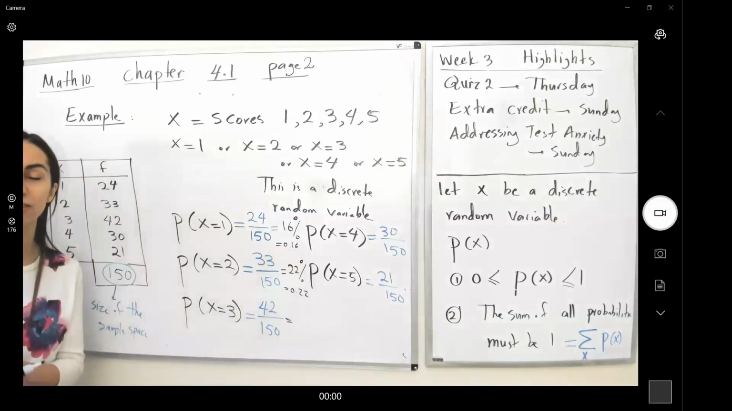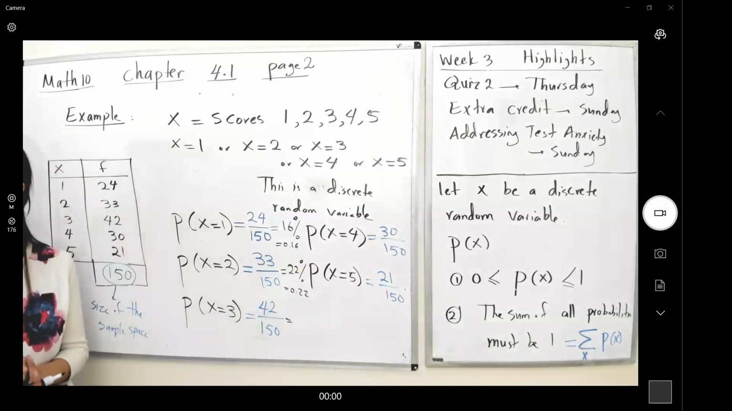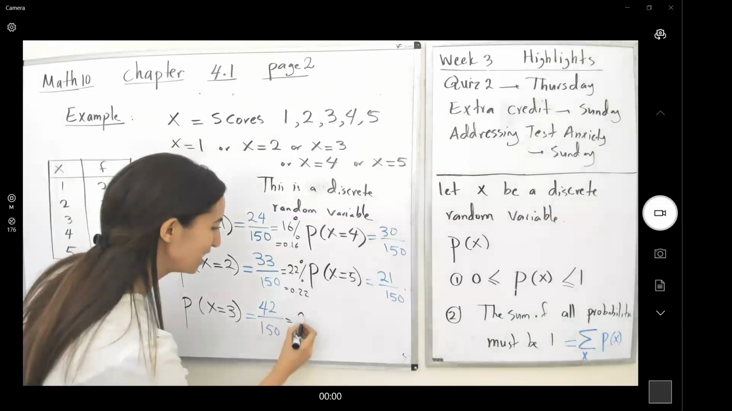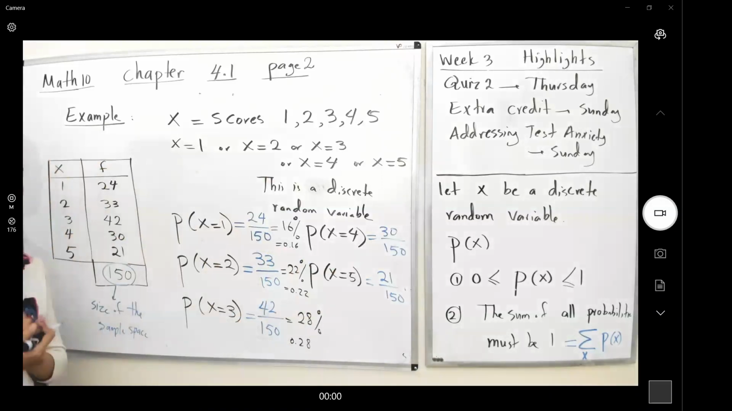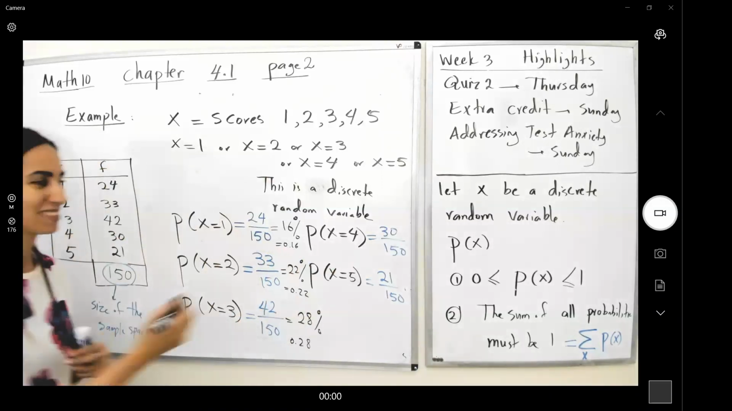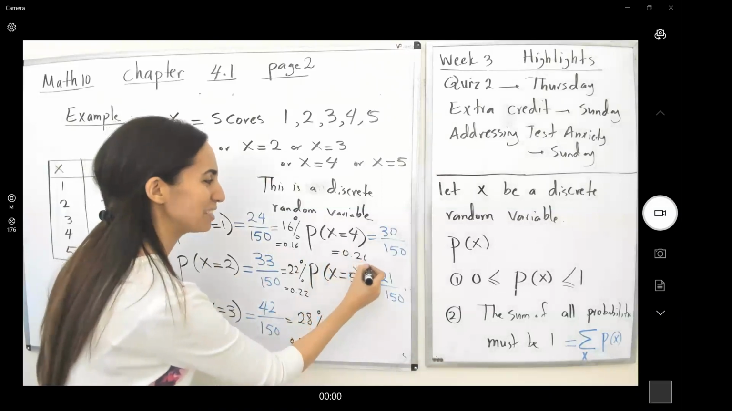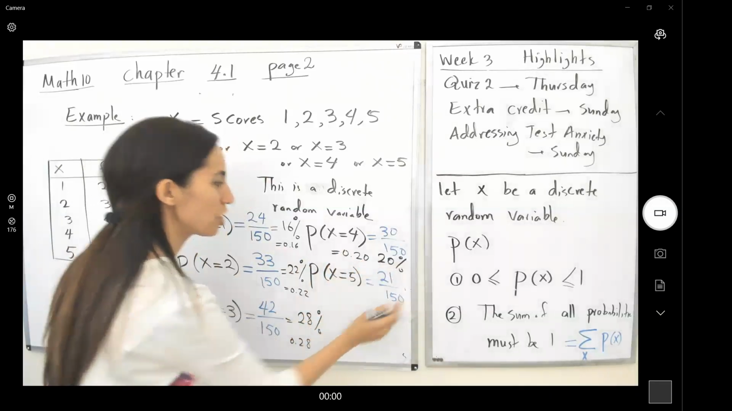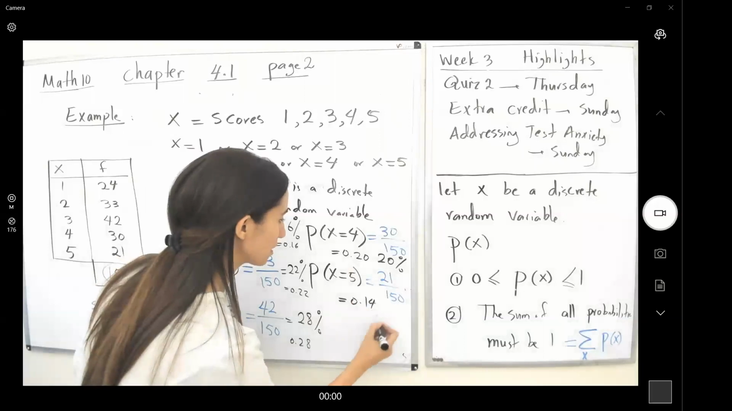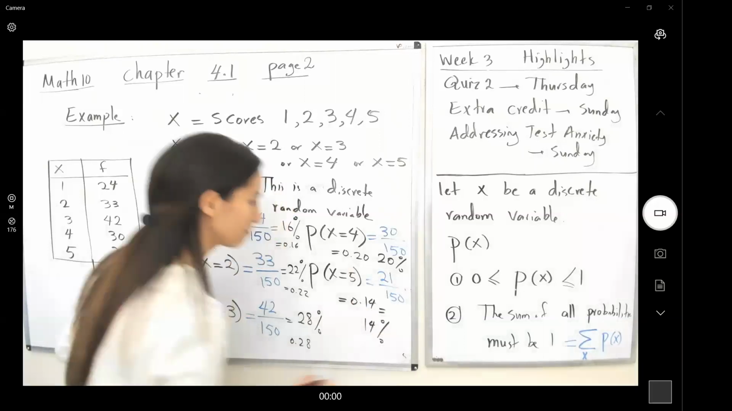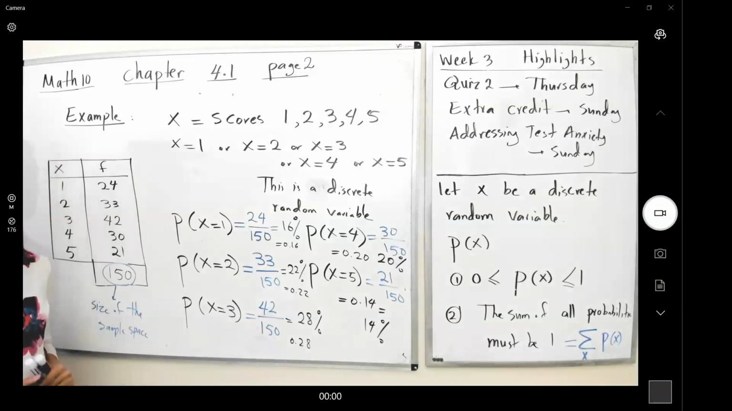What is 42 divided by 150? 0.28 or 28%. Very good. What is the probability that the score is 4? 20%. Very good. And finally, 14%. Thank you very much. I love the participation in this class. Excellent. These are the probabilities that we actually found for this discrete random variable.